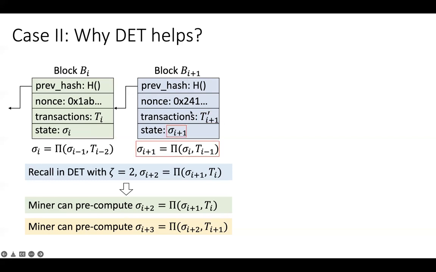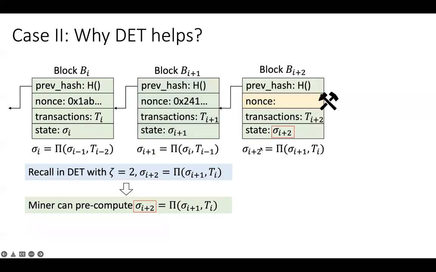Nevertheless, the sigma i+1 included in block b i+1 does not change because it only depends on sigma i, which is unchanged, and also t i-1, which is also unchanged. Moreover, sigma i+2 also doesn't change because it only depends on t i and sigma i+1, both of which remain unchanged. However, sigma i+3 gets changed because now t i+1 has been updated with t' i+1.